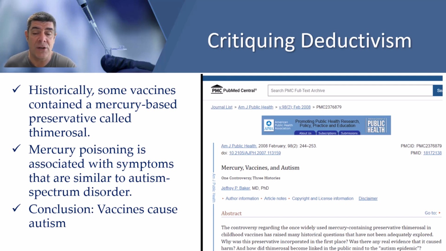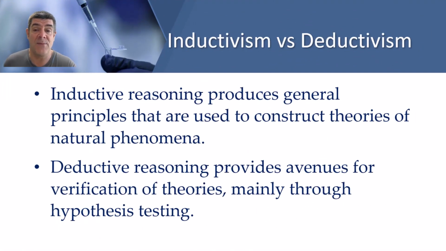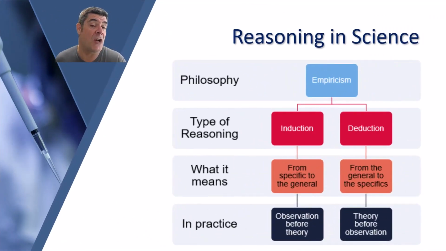To avoid such erroneous conclusions, Popper suggested that deductive reasoning should be based on the principle of falsifiability. Falsifiability has become the standard method of hypothesis testing, and we shall examine this concept later in this module. So then, what is the role of inductivism and deductivism in modern science? In simple terms, inductive reasoning produces general principles that are used to construct theories of natural phenomena, while deductive reasoning provides avenues for verification of theories, mainly through hypothesis testing. So both induction and deduction are complementary reasoning tools used in modern science.